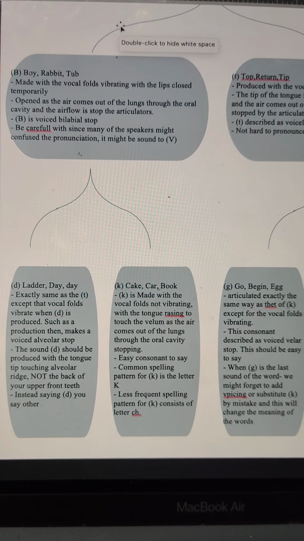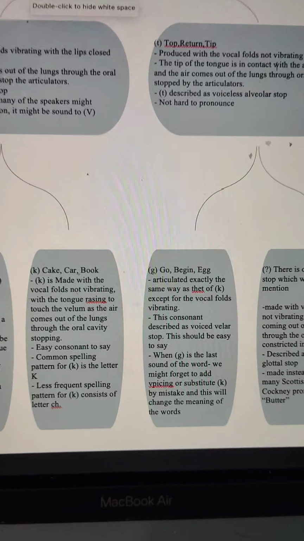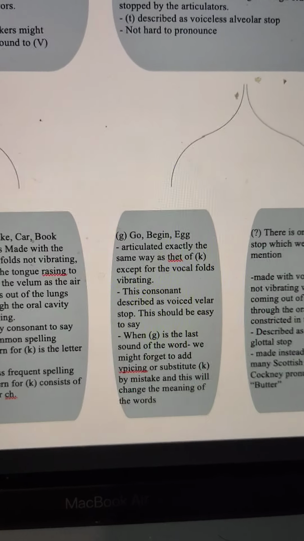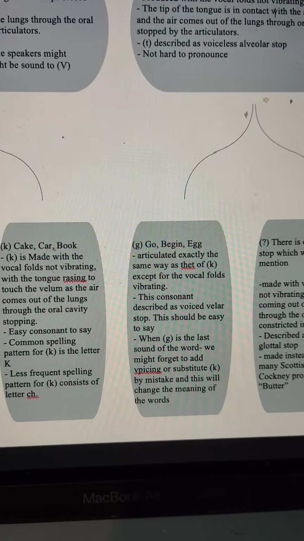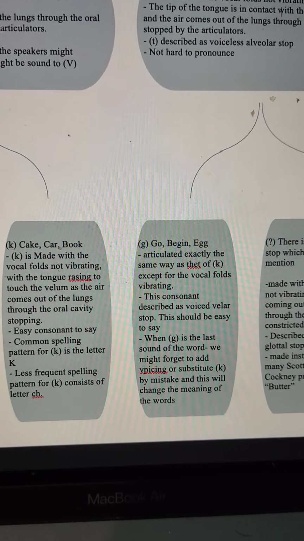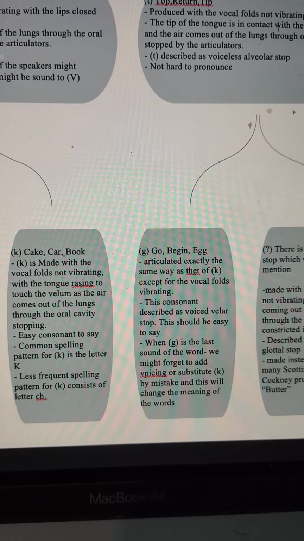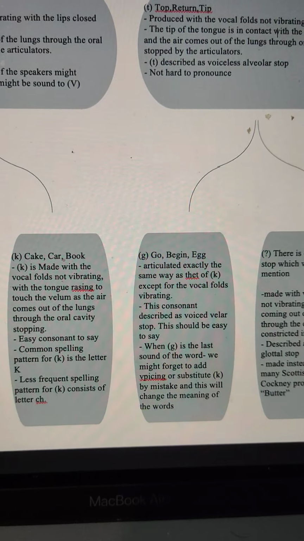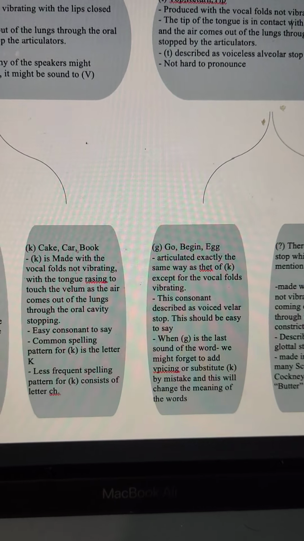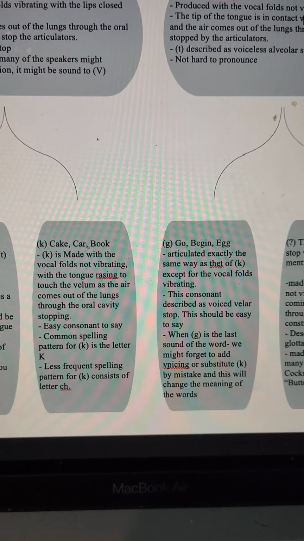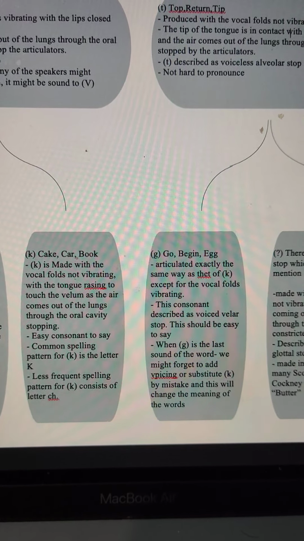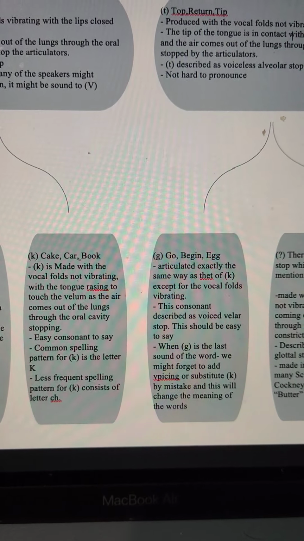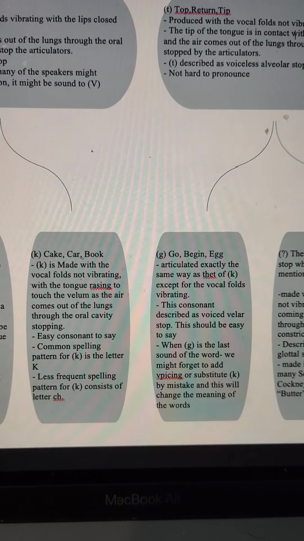Okay, so we will go for the next. It's G. We can find G in go, begins, and ache. This is articulated exactly the same way as K, except the vocal folds vibrate. This consonant G is also described as a voiced velar stop and should be easy for us to say.